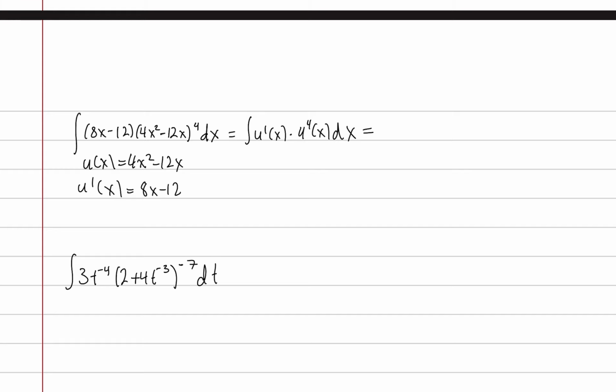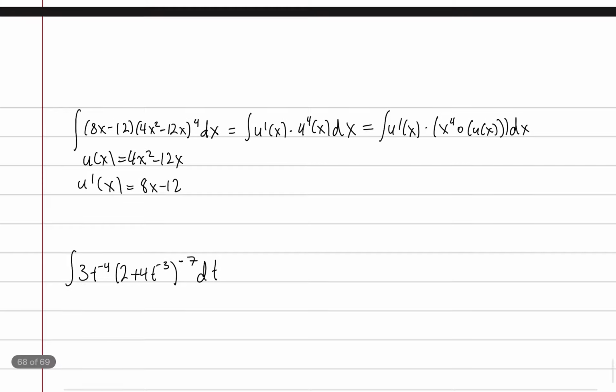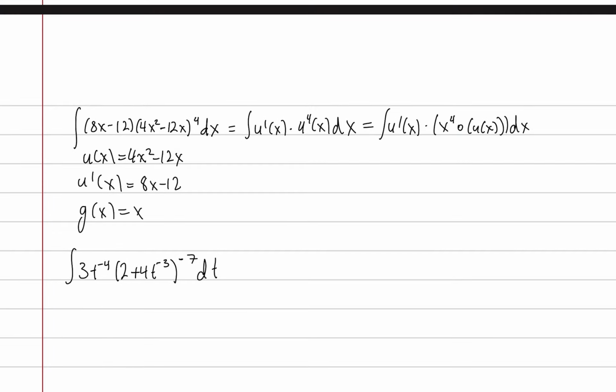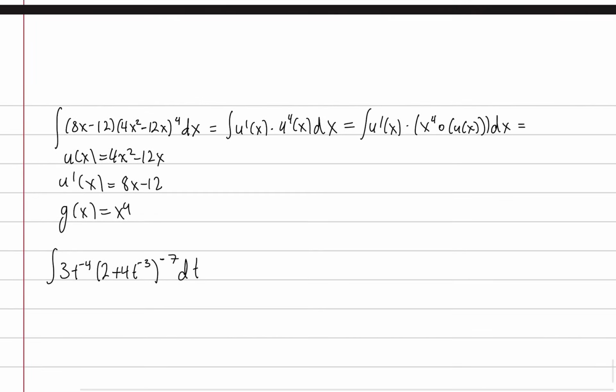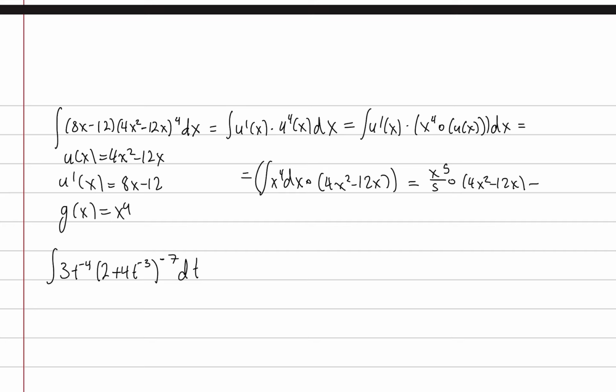But wait, u to the fourth of x, well, that's just the same thing as saying x to the fourth composed with u of x. We want to express it like this. So that means our g of x is x to the fourth. And now we can just use reverse chain rule. We get the antiderivative of x to the fourth dx composed with u. Hopefully you know your reverse power rule. I covered it in the previous video. And you should hopefully be able to compose that and finish that. That's not the hard part.